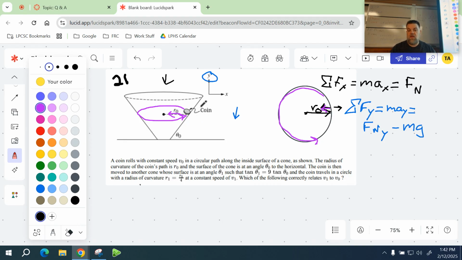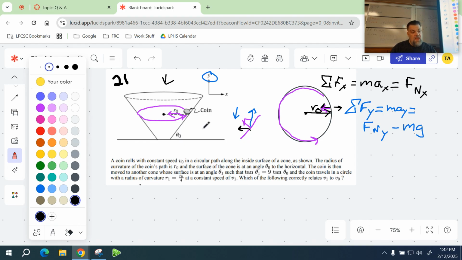Because the cone is at an angle, it does push. Let me draw it over here. Your normal force for the coin goes this way, but we're going to have an x component of that normal force that goes this way, and then we're also going to have a y component of that normal force. That's why we've labeled these as normal force in the x direction and normal force in the y direction. So we're just labeling things.